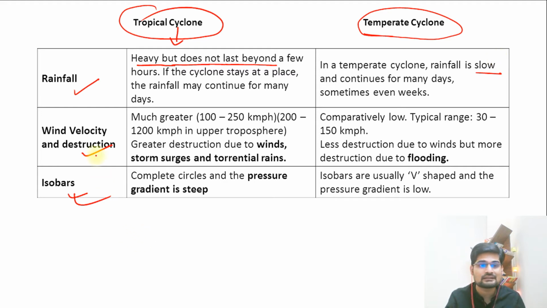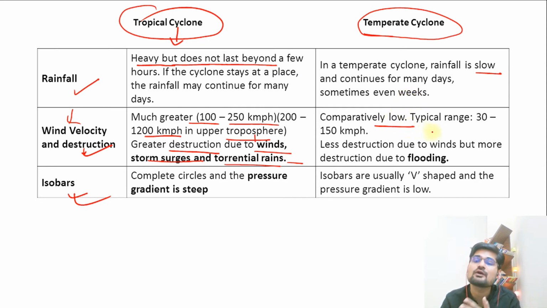That is important here. Then in terms of wind velocity and destruction, it is much greater, about 100 to 250 kilometers per hour. Even it can go up to 1200 kilometers per hour in upper tropospheric situation. Remember, this is important, and it has great destruction power because of this wind velocity, storm surges, torrential rains, floodings, flash floodings. We have discussed that, right? So this is an important characteristic of tropical cyclone, while the temperate cyclone is comparatively low in wind velocity and destruction capacity, right?